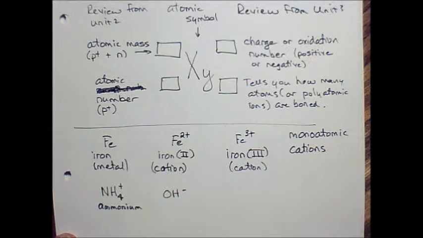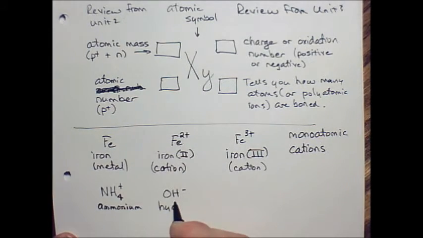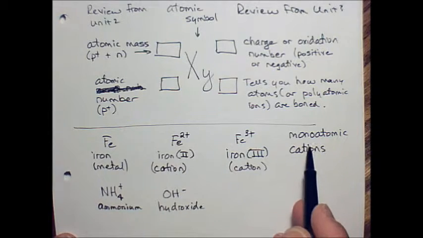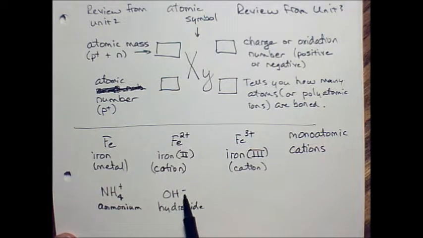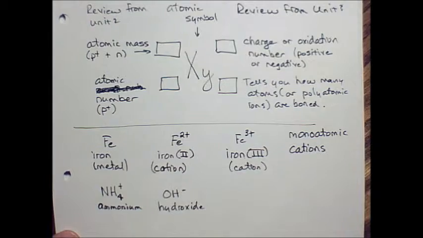I also introduced you to hydroxide. We did the auto-ionization of water, one of the questions on the test. Hydroxide is one of the polyatomic ions. Since this polyatomic ion has a negative charge, it's a polyatomic anion. Since this one has a positive charge, it's a polyatomic cation.